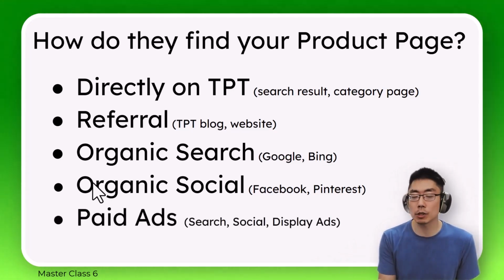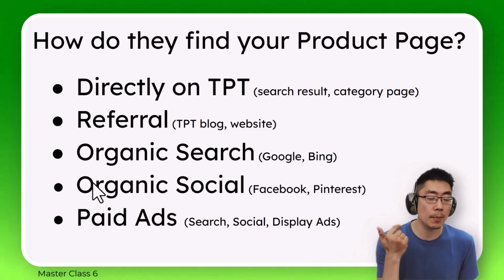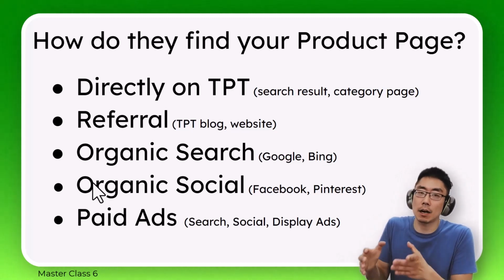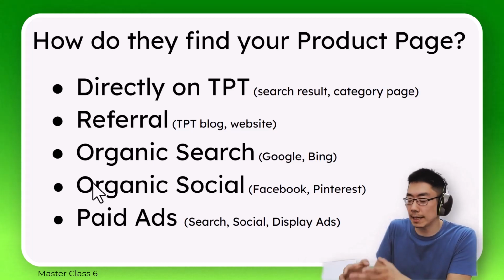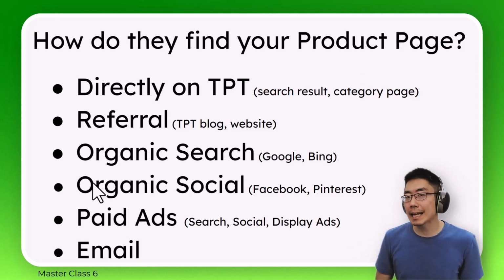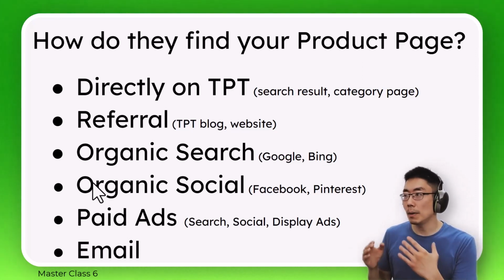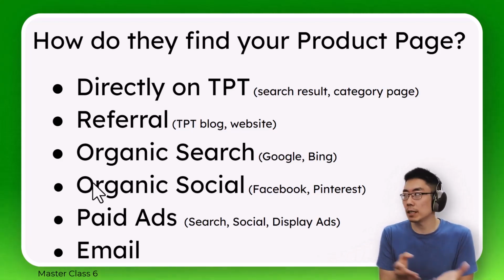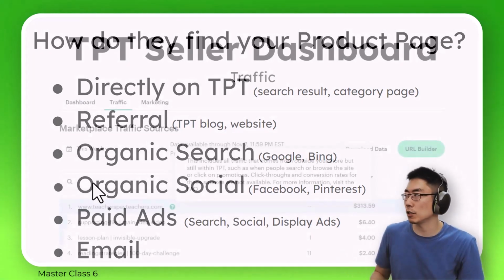We have paid ads. It could be paid search ad on Google, or it could be paid social ads like paid Facebook ads, or it could be display ads like Google ads when you visit a website and there are ads on that. So maybe they find your product page through that. And finally, the last channel is email. So maybe you have an email list, or someone else has an email list where they have written about your product, and then the teacher gets to your product page.